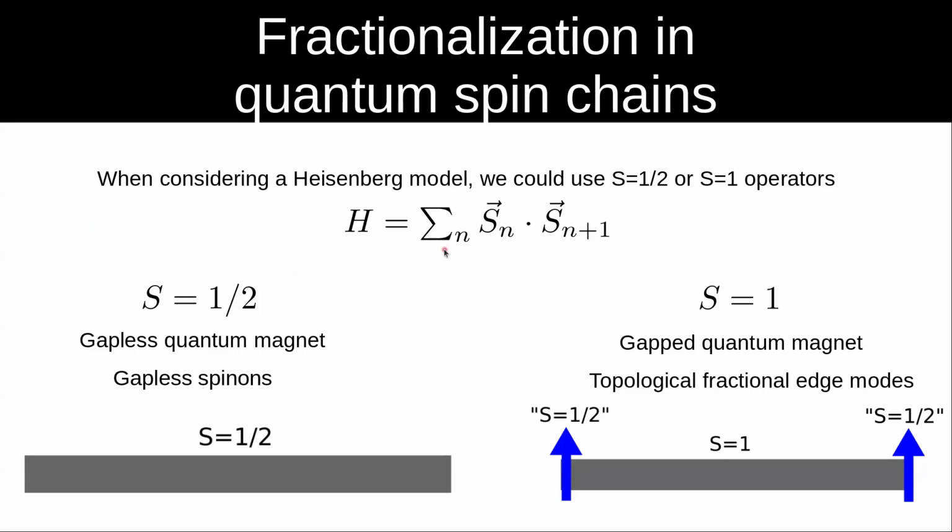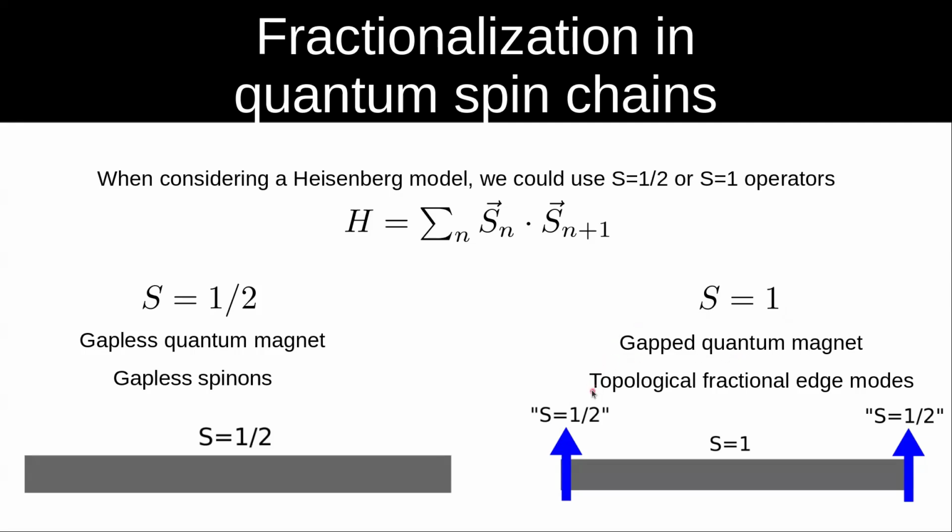We are going to take first neighbor exchange coupling just for simplicity, S_n S_{n+1}. But we are going to think about having two different spins. In one case, we are going to consider spin 1/2, which is the case that we discussed gives rise to a gapless quantum magnet. And in terms of excitations, it has gapless spinons. The other case that we are going to consider is the spin 1 Heisenberg model. This model is a gapped quantum magnet, so it actually has a gap in the bulk of the system.